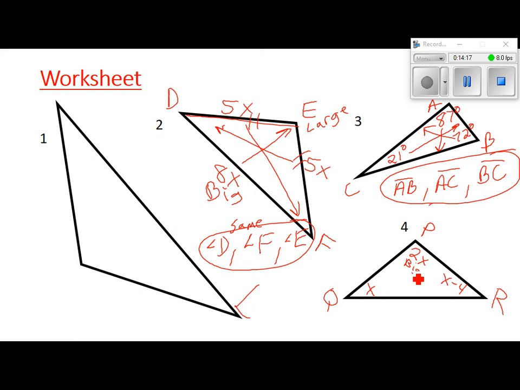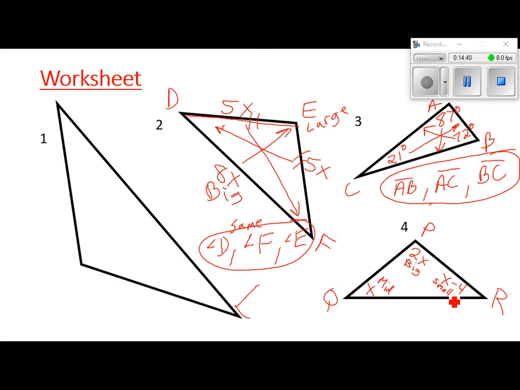Which one of these two is going to be the next biggest? X minus 4 or x? X. So that's the middle one. And then what's that make this one? The smallest. Now, if you wanted to set up the equation, because you don't believe me, and actually figure out what x is and plug them in there, go right ahead.